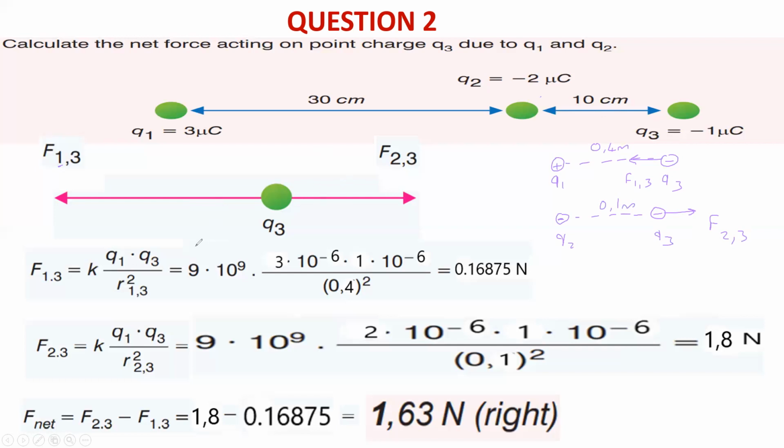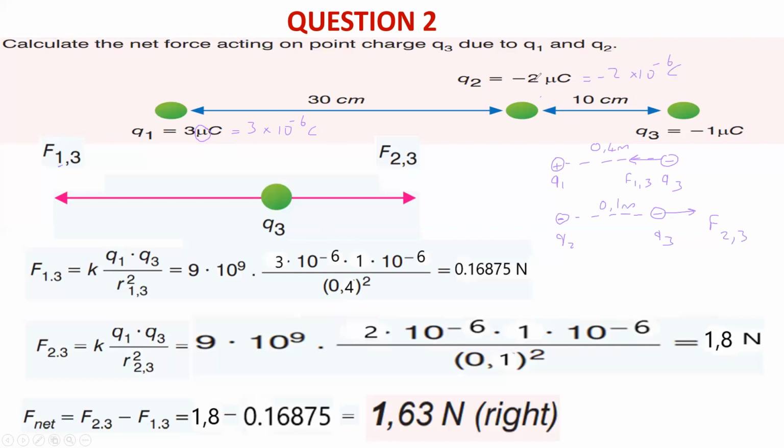After that, calculation. The formula is k times Q1 Q3 over R13 squared, because we are busy with F13. So 9 times 10 to the power of 9, it's a constant number. Q1 is 3 times 10 to the power of negative 6. Why negative 6? Because we have microcoulombs. So 3 times 10 to the power of negative 6 coulombs. The other one is also 2 times 10 to the power of negative 6 coulombs.